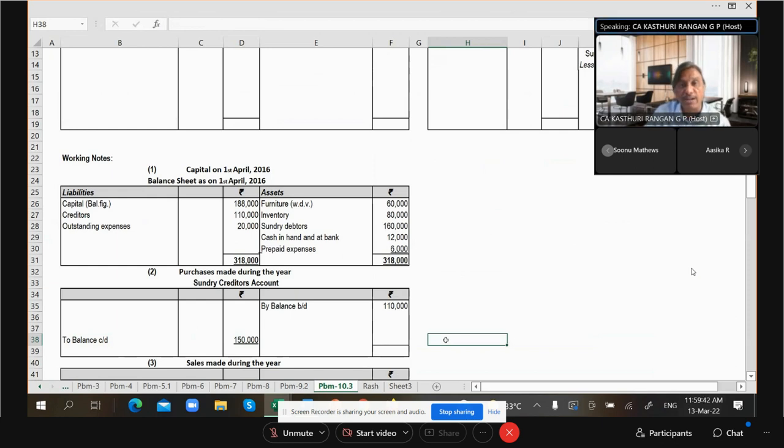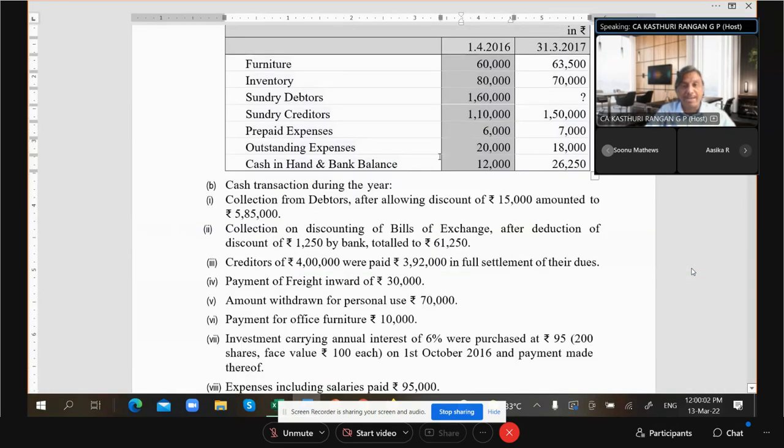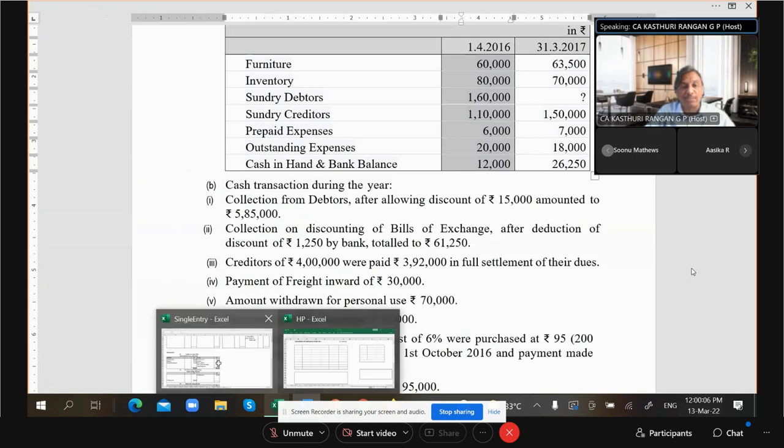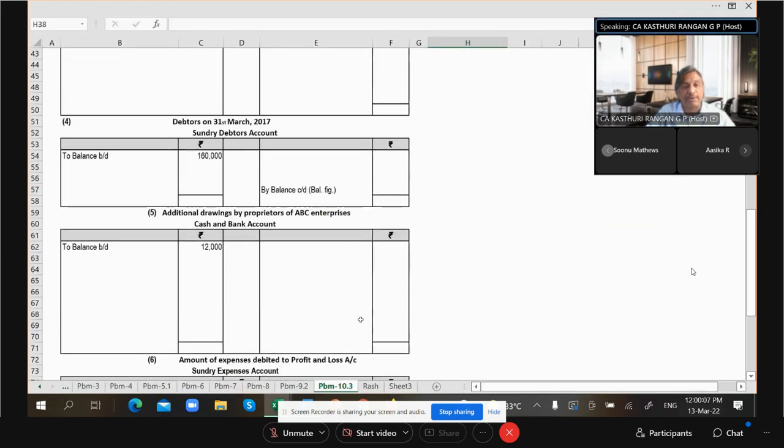So in other words, first record the balances in the appropriate places. Opening balance put in the opening balance sheet. Closing balance put in the closing balance sheet in the inner column, outer column as required. And also opening closing balance should be recorded in the respective ledger accounts. Then prepaid expense, outstanding expense, closing balance. That should be put in the sundry expense account.